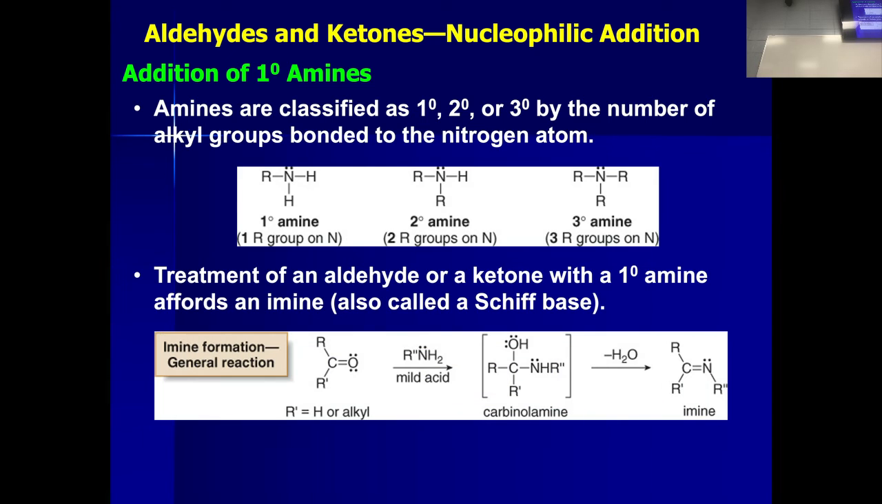Okay? So here's the example. We can take an aldehyde or a ketone. We can take a primary amine. You have to have a little mild acid. What do I mean by mild? Not very much of it. So a little bit of tosic acid, or TsOH, or a little sulfuric acid, not much.